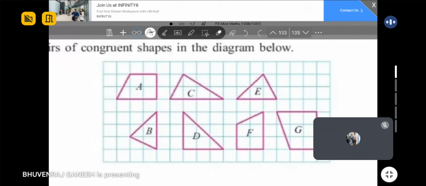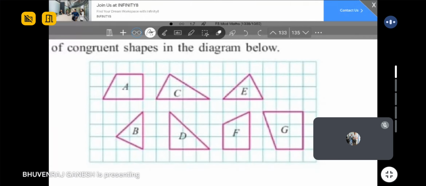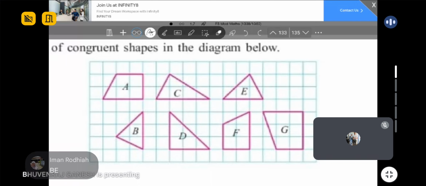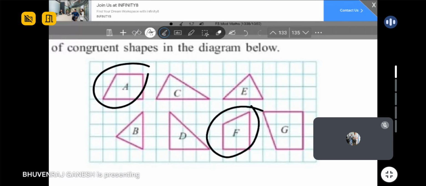So now guys, number 2. Can you tell me what are the pair of congruent shapes here? Apa pasangan yang congruent dalam wajah ni? Cuba bagi tahu. Okay, very good. AF is one. One more. Satu lagi. Apa lagi yang congruent? Very good. Okay, BE juga congruent. Is that it guys? Ada lagi tak? Is there any more congruent? Okay, very good.